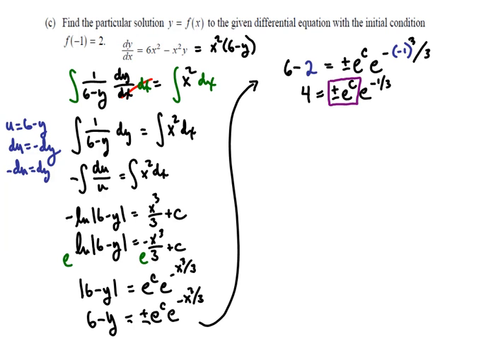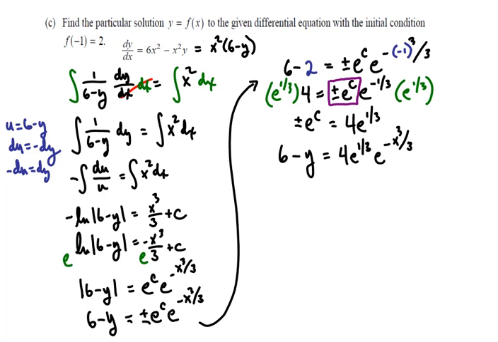So again, I think there are more than one ways of going about doing this, but what I'm going to do is, since that is 1 over e to the 1/3, I'm going to multiply by e to the 1/3 on both sides. And I'll have that plus or minus e to the c is equal to 4 times e to the 1/3. So I can go back and now substitute that in, and I get 6 minus y is equal to 4 e to the 1/3 times e to the negative x cubed over 3. And solving for y, I'd get y is equal to 6 minus 4 e to the 1/3 e to the negative x cubed over 3.